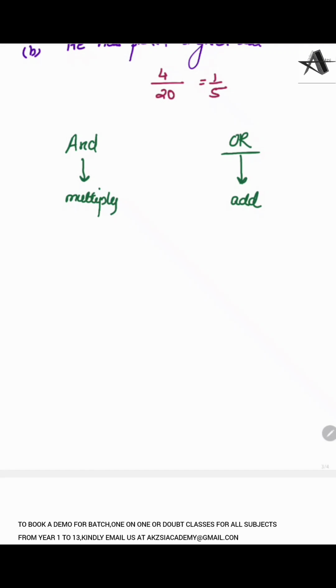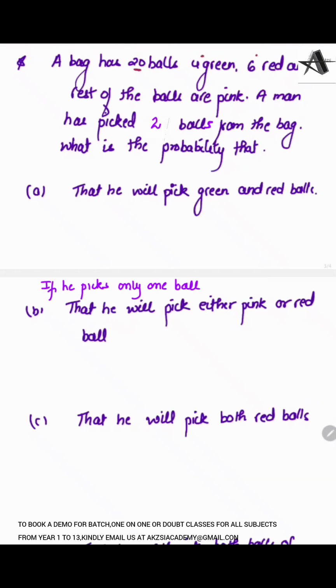Now, let's do one question so that we can get a better understanding of it. This is the same question that we just did, only the parts have changed. It says the bag has the same 20 balls, 4 are green, 6 are red, and the remaining are pink. That means 10 are pink. And a man has picked one ball. Then find the probability that he will pick a red and a green ball.